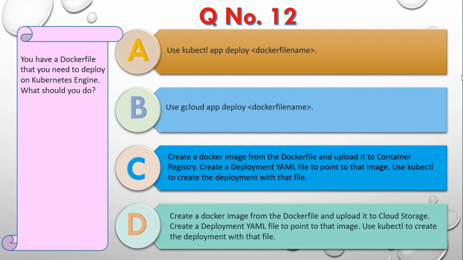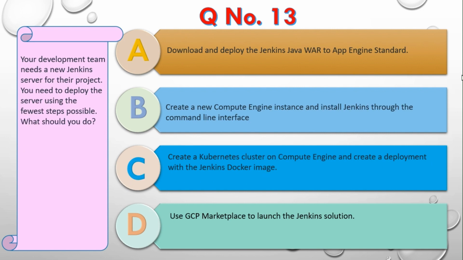D. Create a Docker image from the Dockerfile and upload it to Cloud Storage. Create a deployment YAML file to point to that image. Use kubectl to create the deployment with that file. C is the correct answer.